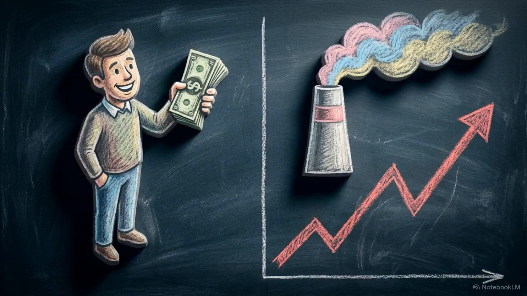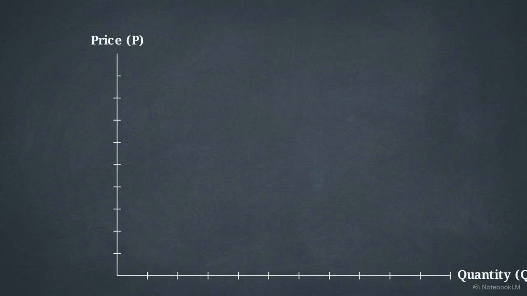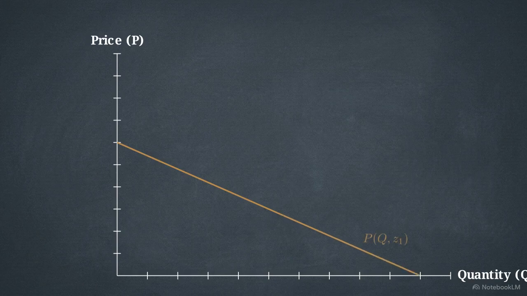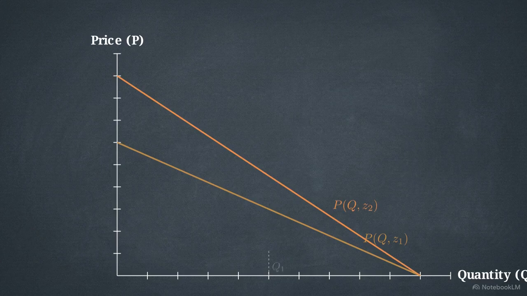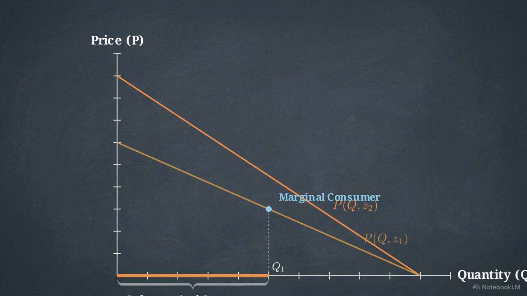Improving quality increases a consumer's willingness to pay, but it also increases the marginal costs of engineering and production. This chart illustrates how quality alters market geometry. Increasing quality from Z1 to Z2 causes the demand curve to rotate upward. At quantity Q1, we find the marginal consumer, the buyer who is indifferent between purchasing the product or keeping their money. Every buyer to the left of this point is an inframarginal consumer.